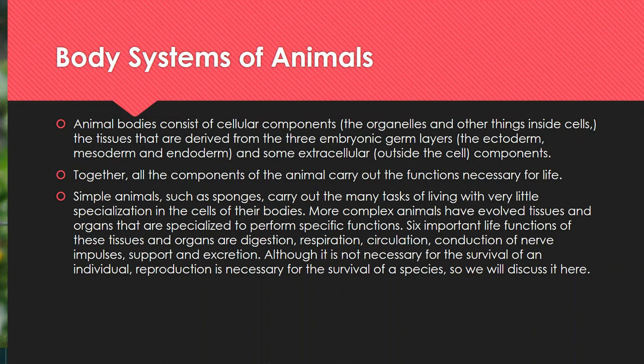Simple animals, such as sponges, carry out many tasks of living with very little specialization in the cells of their bodies. More complex animals have evolved tissues and organs that are specialized to perform specific functions. 6 important life functions of these tissues are digestion, respiration, circulation, conduction of nerve impulses, support, and excretion. Although it's not necessary for the survival of an individual, reproduction is necessary for the survival of a species. So we will conclude that here.